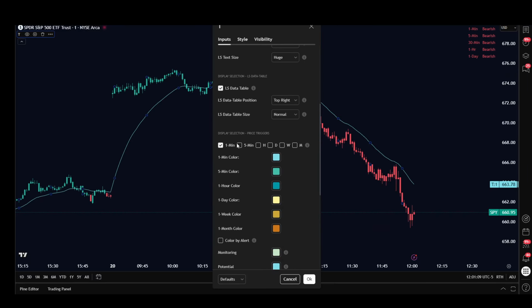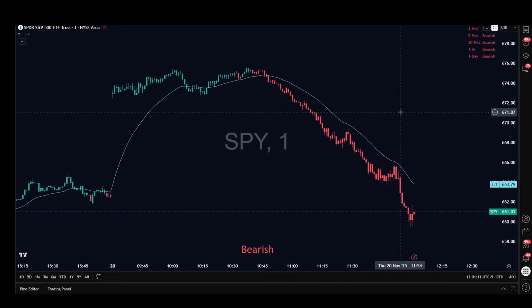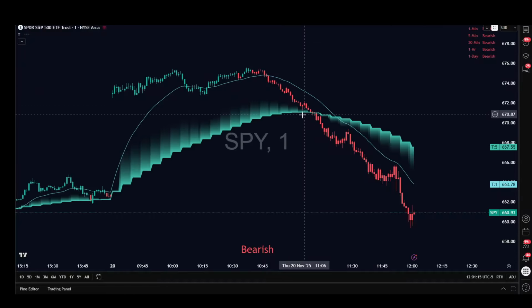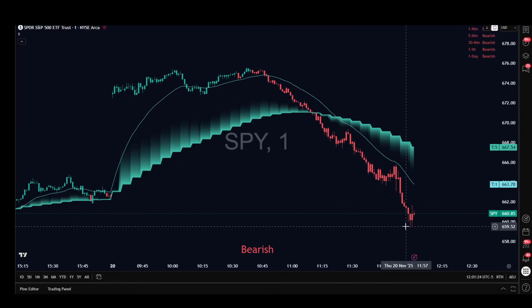And when you put on the 5 minute trigger, you'll see a little bit more of the same. Here, when price reached the 5 minute trigger, there was bearish liquidity. And once price broke below the 5 minute trigger, you can see the downside acceleration that continued.